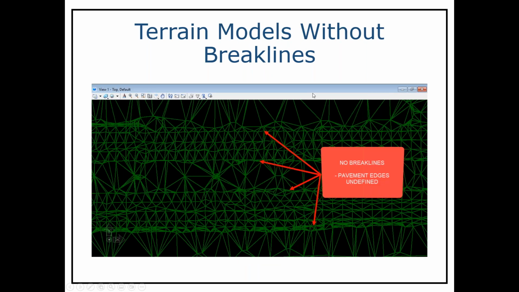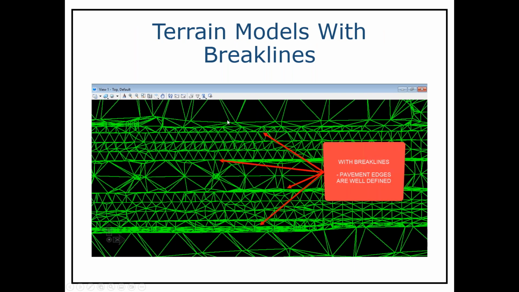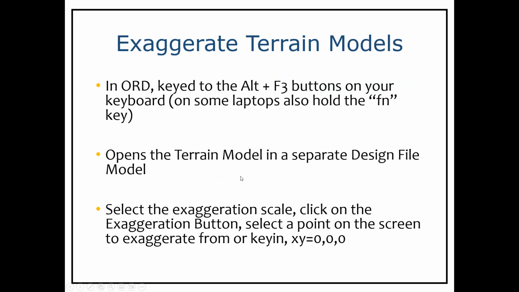This is what a terrain model looks like without a break line. No break lines, and the edges of your pavement are all squiggly. This is a TIN that was created from vertexes, and it did not have break lines. Adding break lines in, it's going to look something like this. It's going to be much straighter. This is a huge difference.